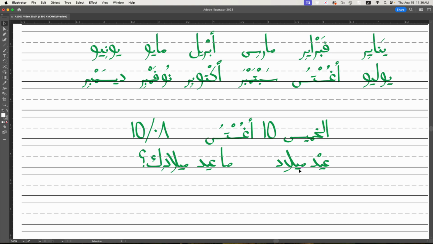The walad for boy comes from the same root. Waw lam dal means to be born. So Eid Milad is the holiday of the birth or your birthday. If it's Eid al-Milad, then it's Christmas, the holiday of the birth, because remember, about 20% of Arabs are Christians.